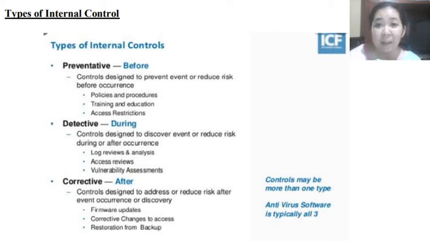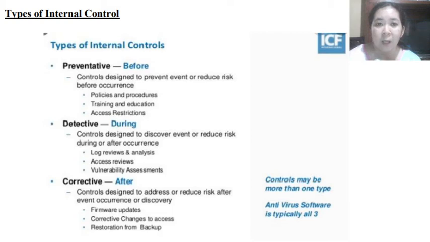So what are the examples of our preventive internal controls? They may be in the form of policies and procedures, training and education, access restriction. So meaning all of this can prevent or reduce the risk of fraud, for example, to occur. Okay, so it will prevent the unnecessary actions of the employee or the management.